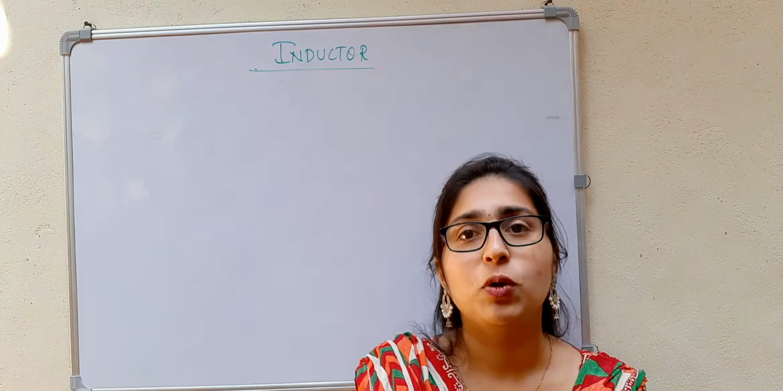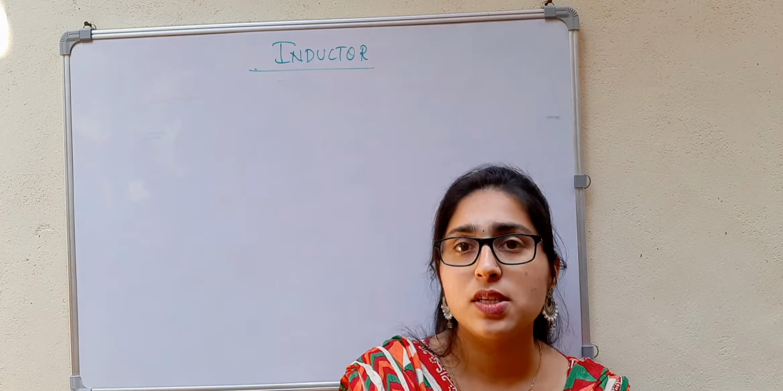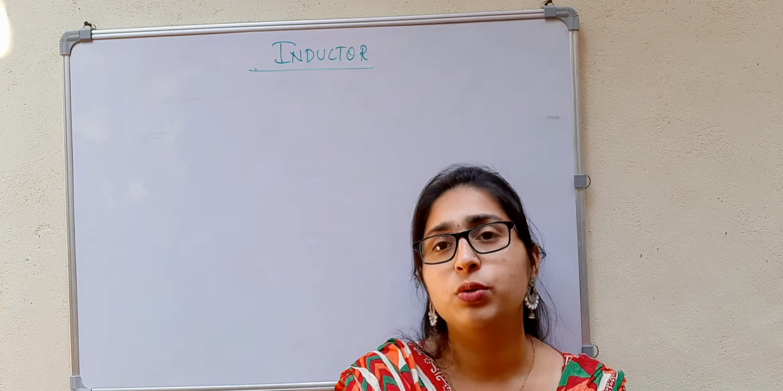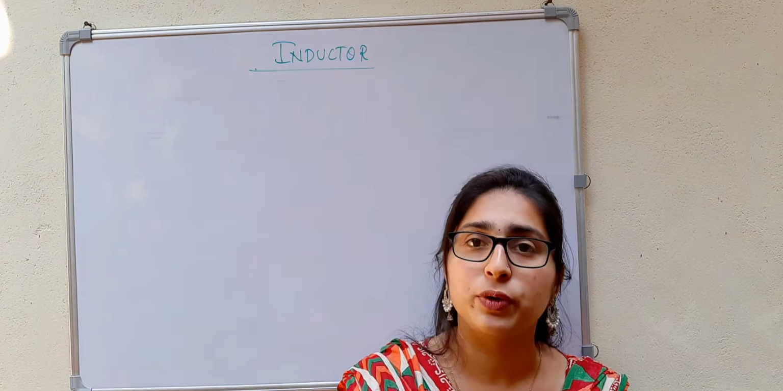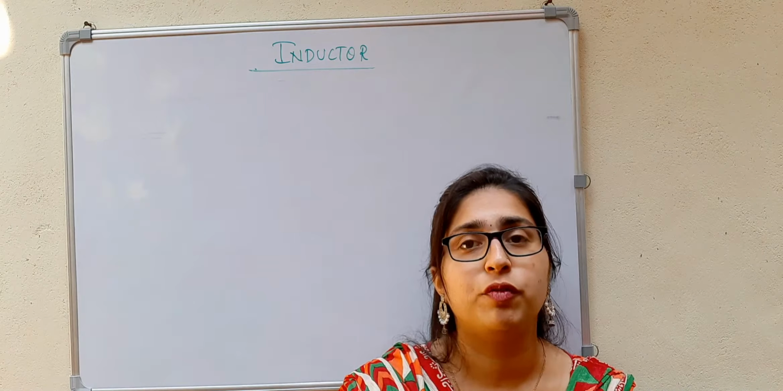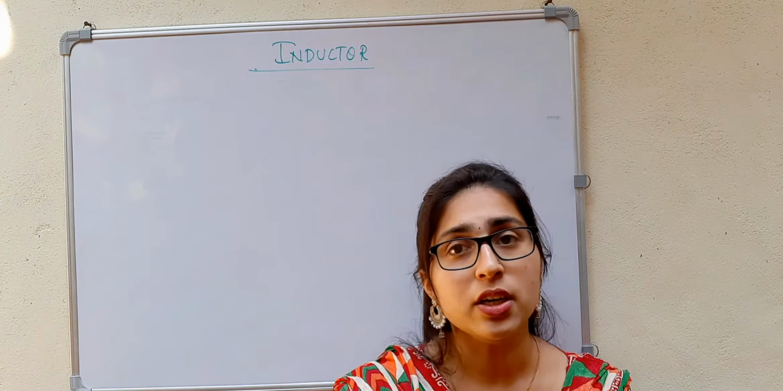In this video, let us study the inductor. So an inductor is a passive element that opposes the change in the current flow. When current starts to flow through an inductor, a magnetic field is produced, and that changing magnetic field induces an EMF, or voltage, that is directly proportional to the rate of change in current.